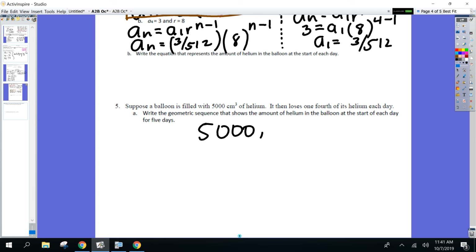What are we looking for? A sequence that represents how much helium is still in the balloon, right? So it loses a fourth, but how much is still in the balloon? 3/4. So if you wanted to multiply by a fourth, you could. That's how much is lost. Then you would have to subtract that from 5,000. So that's still a viable option. If you want to get there without subtracting, multiply by 3/4. So everyone go ahead: 5,000 times 3/4. How much is left in the balloon on day 2? 3,750.